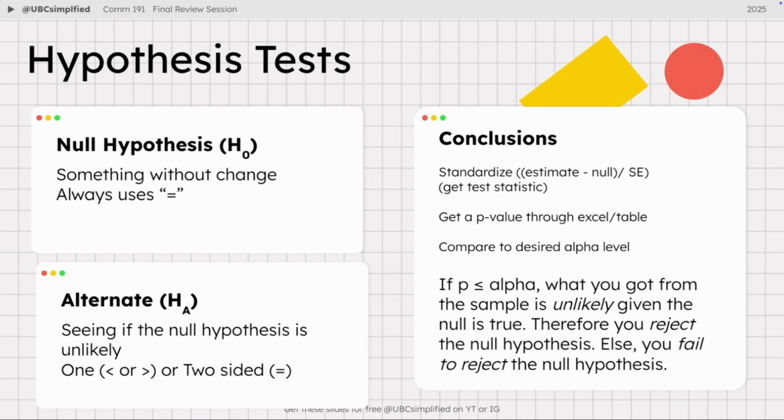If it's not less than or equal to alpha, it's greater than, you fail to reject. Does this prove the null hypothesis? No. You're just failing to reject it.